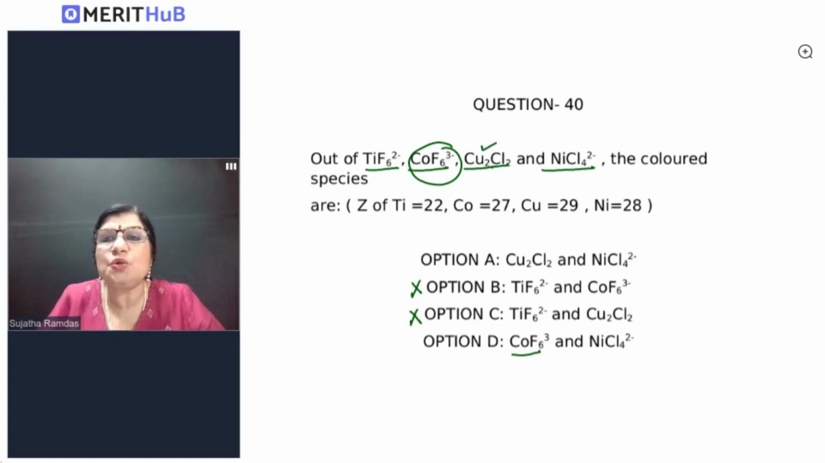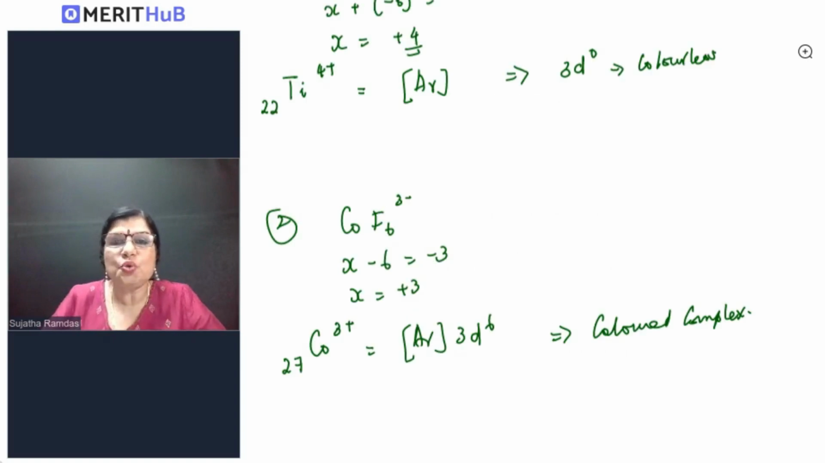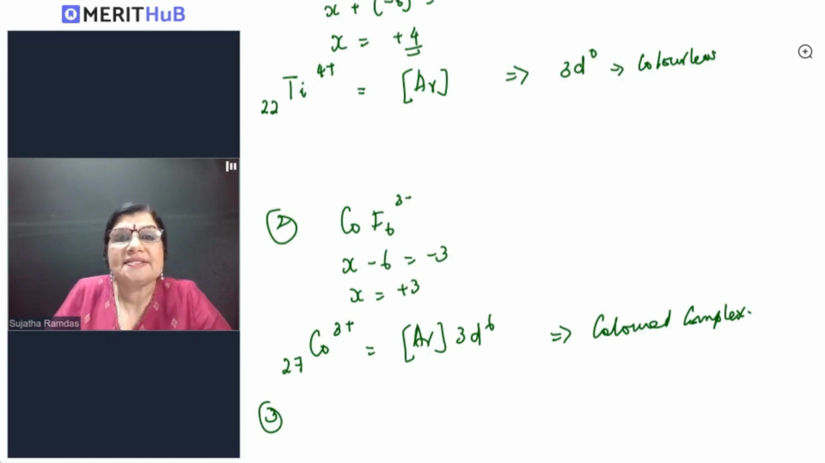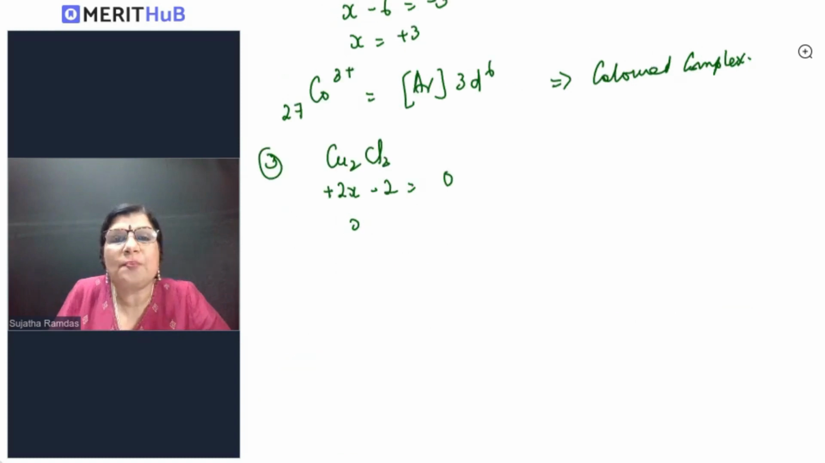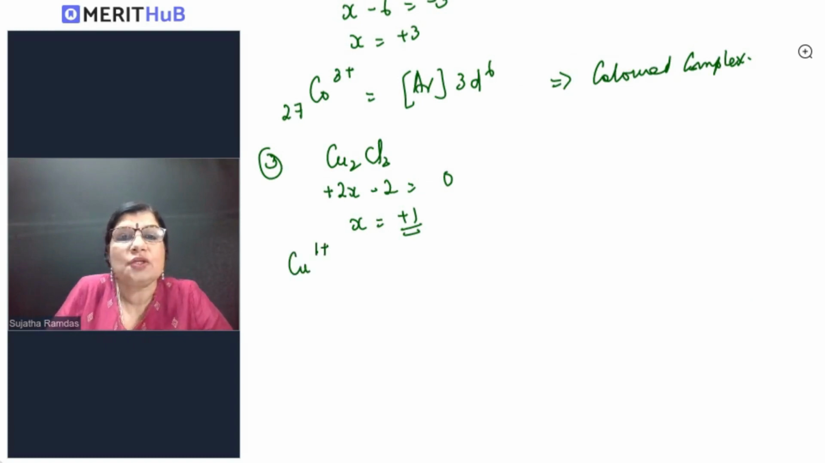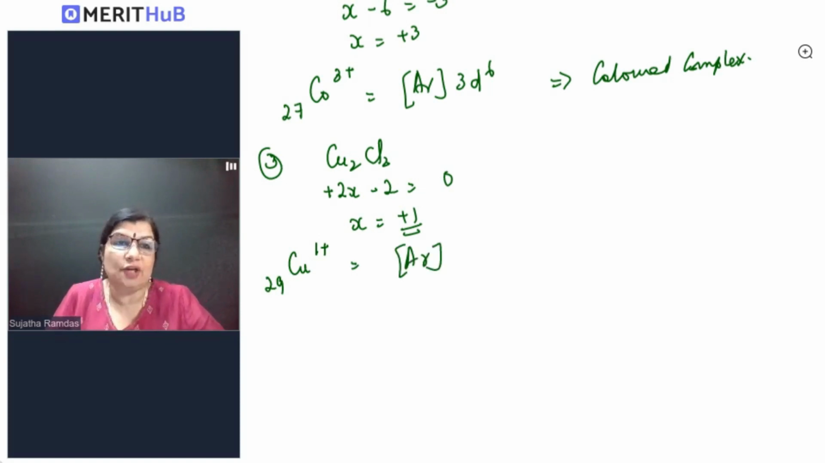Now let's move on to Cu2Cl2, number 3. In Cu2Cl2, the oxidation state of copper would be +1, right? So this is +2x - 2 is equal to 0, so X is equal to +1. So copper is in the +1 oxidation state. Copper 1+, 29 is the atomic number. Argon, 18 electrons taken care of. We need 28 electrons, right? So copper would have been 4s1, 3d10.